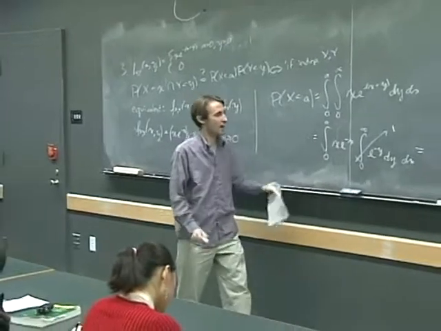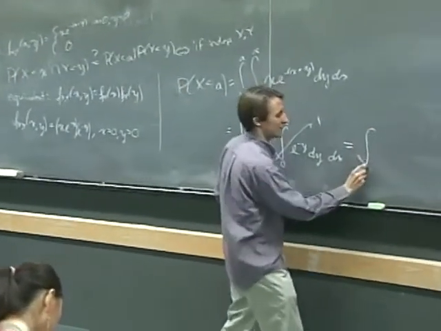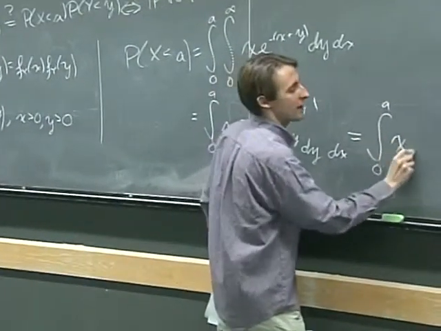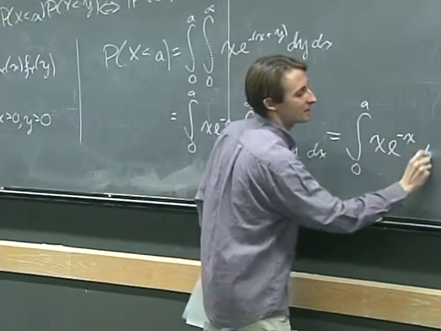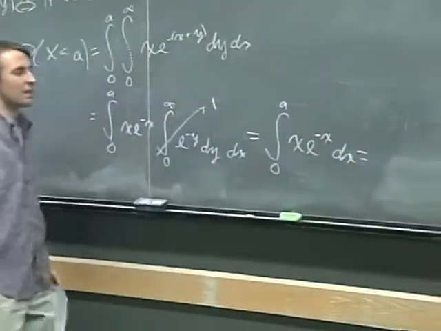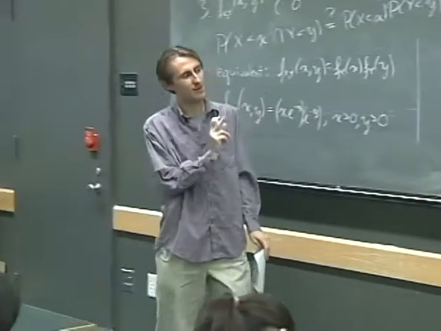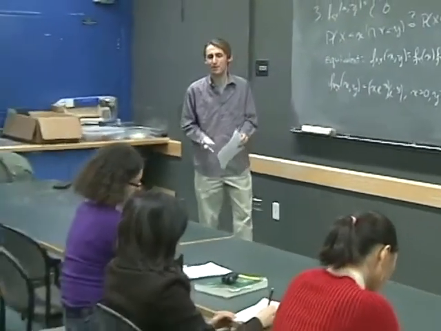Okay, and then the only piece left is the integral from 0 to a of x e to the negative x dx. So now be careful, give that a try. You're going to have to use integration by parts. Tell me what you get.